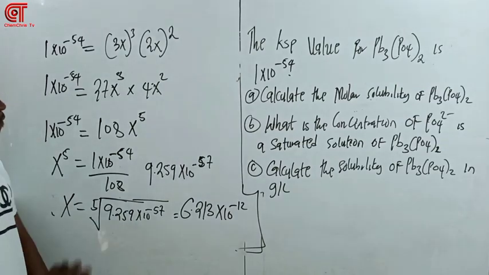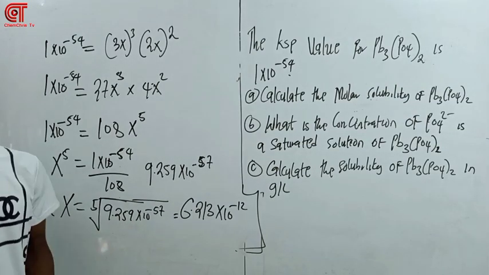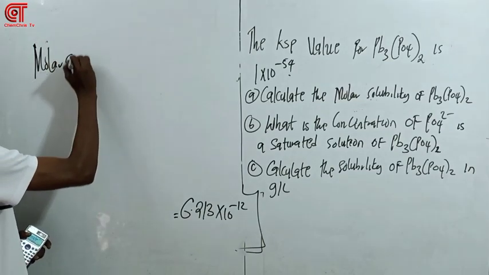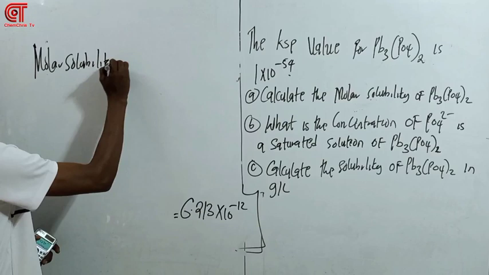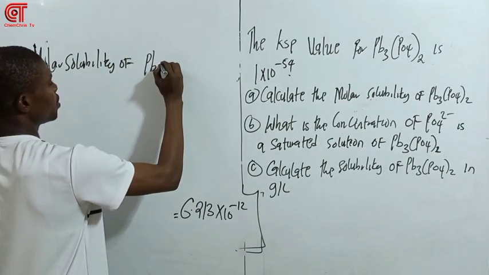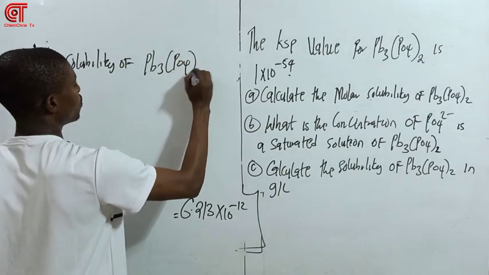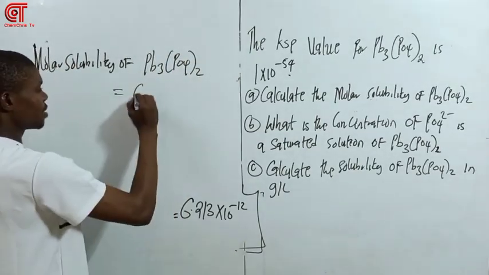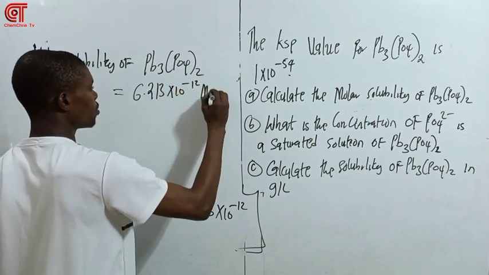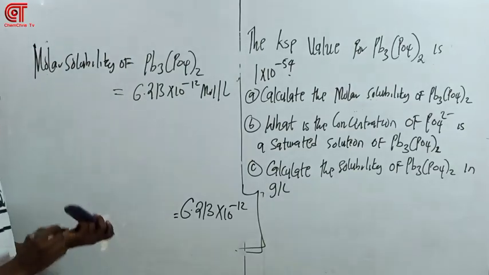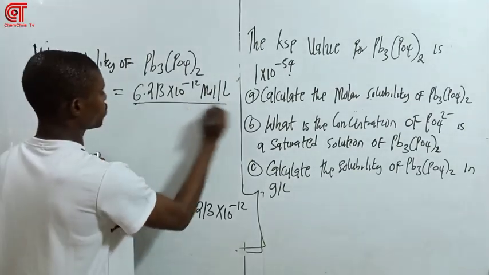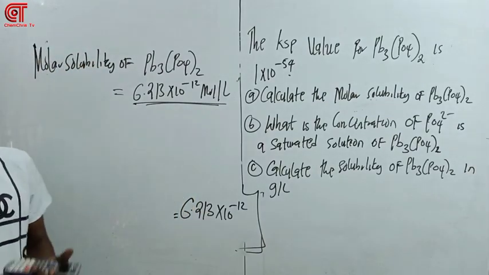You get? So my molar solubility of Pb3(PO4)2 is equal to what? This one here: 6.213 exponential minus 12 mole per liter. Is it clear? Now that is for the A. Once I've got this one here, it is easier for me to find the rest.